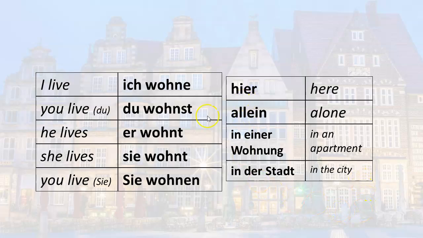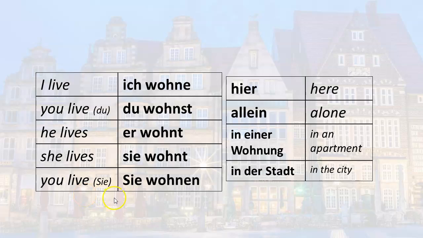He lives, if I want to say he lives here, er wohnt hier. He lives alone, er wohnt allein. He lives in an apartment. Er wohnt in einer Wohnung. He lives in the city. Er wohnt in der Stadt. She lives here. Sie wohnt hier. She lives alone. Sie wohnt allein. She lives in an apartment. Sie wohnt in einer Wohnung. She lives in the city. Sie wohnt in der Stadt.